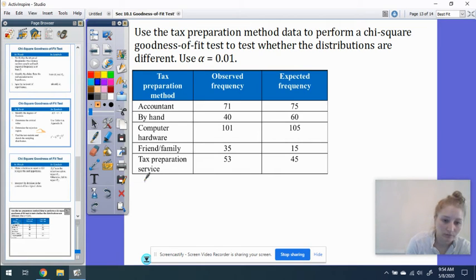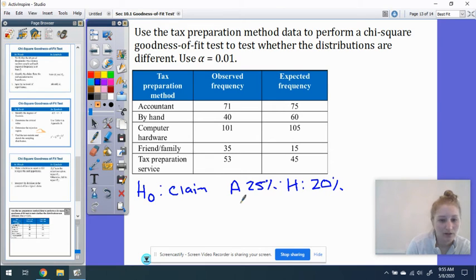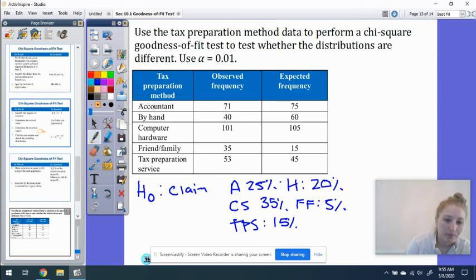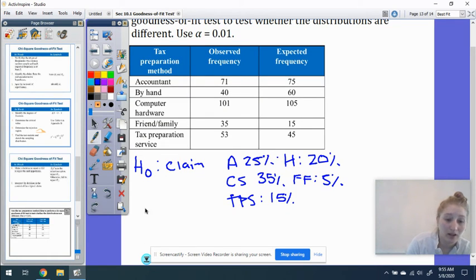So our null hypothesis, which is in this case our claim, is accountants were 25%, by hand, which I don't know why you would do that for your taxes. That's too much work. Computer software, 35%. Family friend, 5%. And tax prep service, 15%. Okay, so then my alternative hypothesis is going to be that it doesn't follow this distribution.